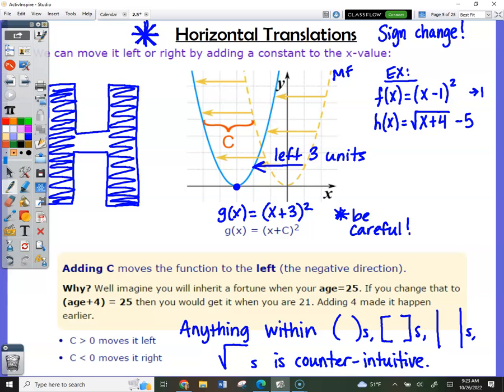All right, so this means down 5, right? Down 5. What does this mean? This means left 4. It's fast backwards from what you see.